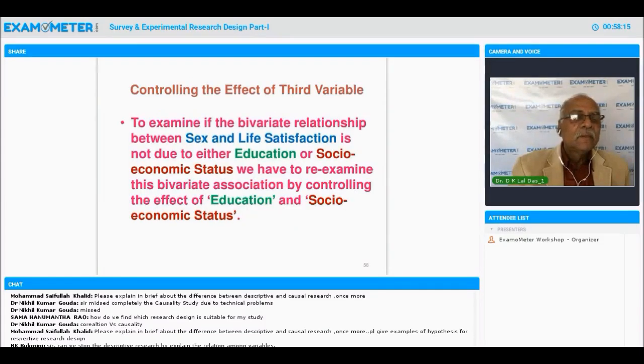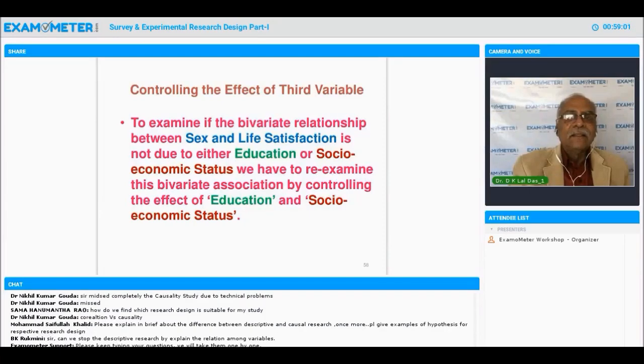Okay, sir. Another question: please explain in brief the difference between descriptive and causal research. One more time, please, and give an example of a hypothesis for the respective research designs. Descriptive research describes the relation between two variables. We stop there. We say that X and Y are correlated, or X and Y are different. This is what we call descriptive, describing the relationship. Many times it is also called correlational studies. Is descriptive research clear?